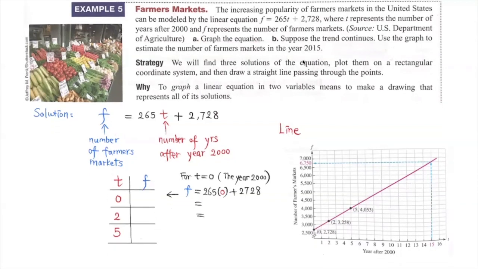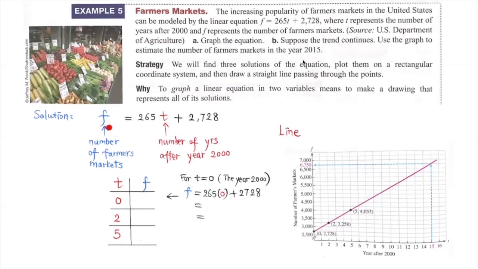Okay, the first thing to do. This is the equation over here. This is the number of years after the year 2000. This is the number of farmers markets right here. To graph this equation, first take a look: is this a linear equation? Yes, you see the exponents on the right are 1 and it's not in the denominator, and this could be written in the standard form of the linear equation. So yes, indeed, it is a linear equation, so the graph of it is going to be a straight line.